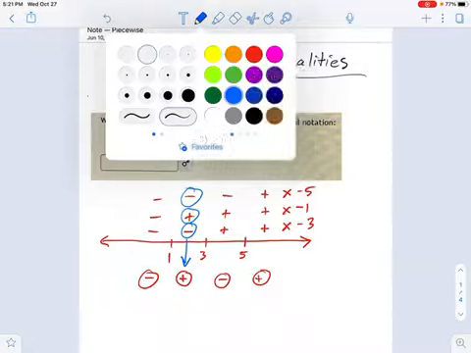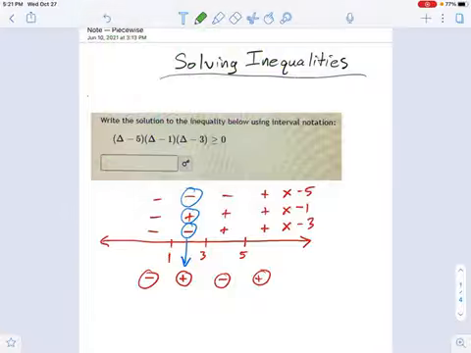Now, take a look back at the equation. What's it saying? It's saying the result is greater than or equal to 0. So where's my sign array positive? Greater than 0, right?